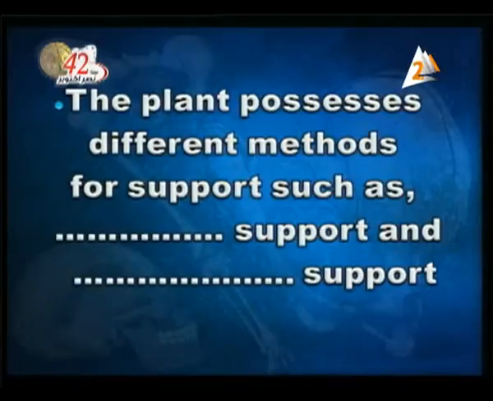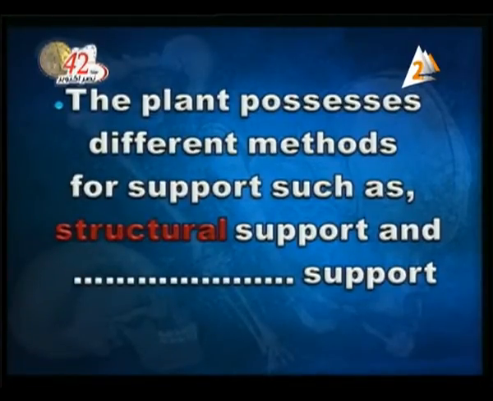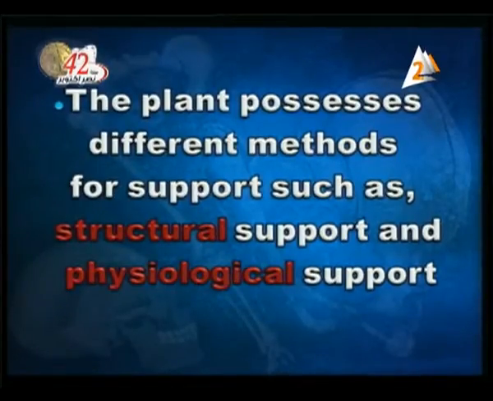The plant possesses different methods for support, such as space support and space support. What are the names of the 2 methods of support in plant? Good. The plant possesses different methods for support, such as structural support and also physiological support.